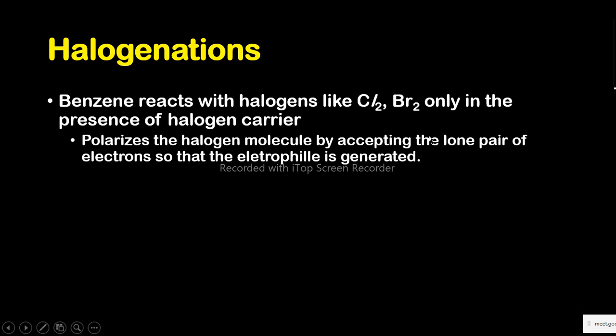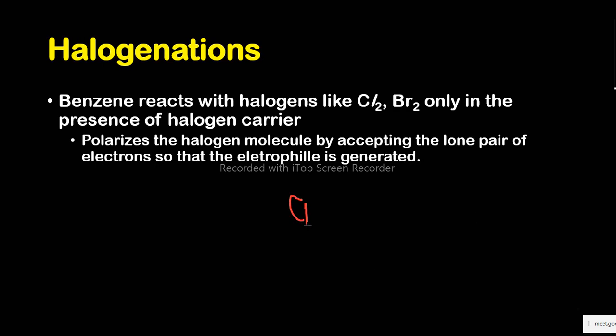Same electronegativity, same charge density of the two atoms. What do I mean? If I take chlorine and the chlorine is bonded to chlorine, these are atoms of the same element, and so these atoms have the same electronegativities, same electron densities, same charge densities, everything same. And so it's hard to induce these molecules to react with benzene. So for them to react with benzene, you must have a halogen carrier.